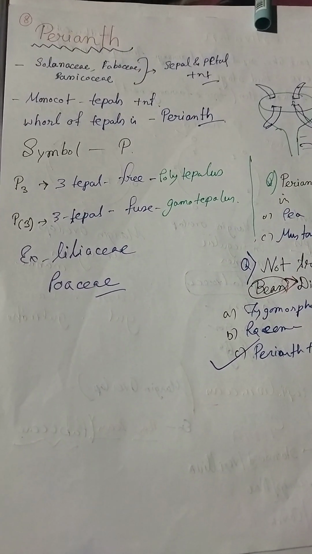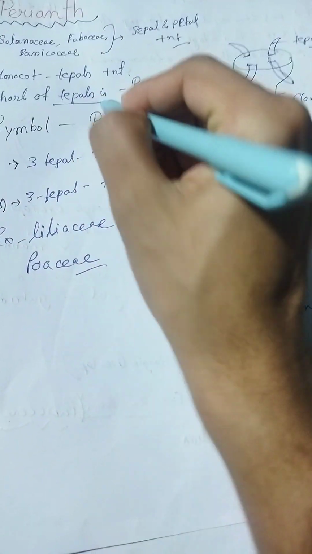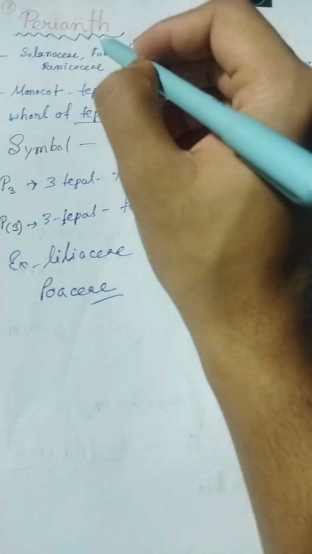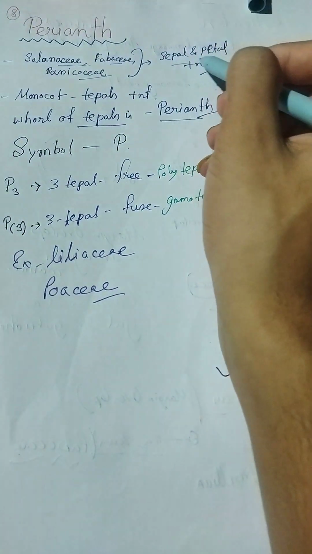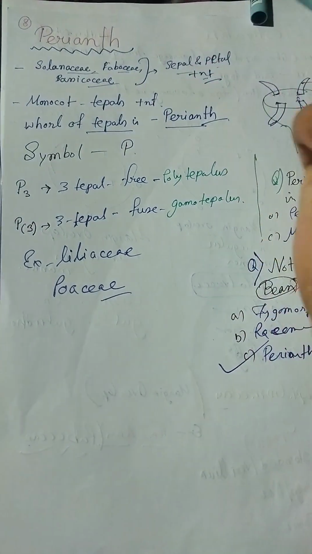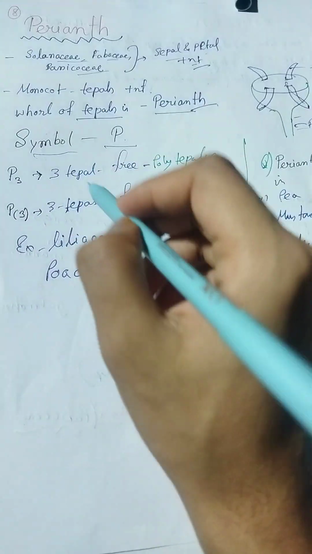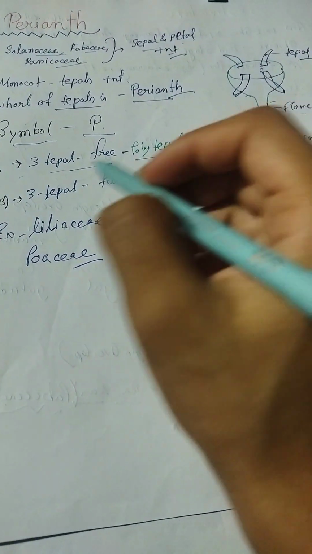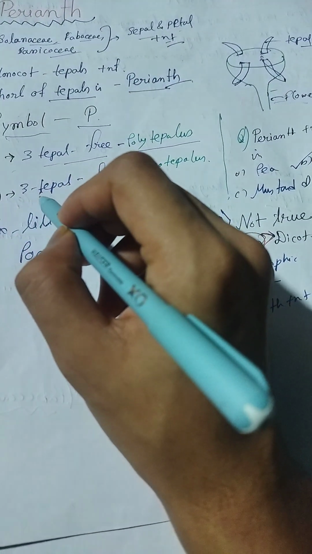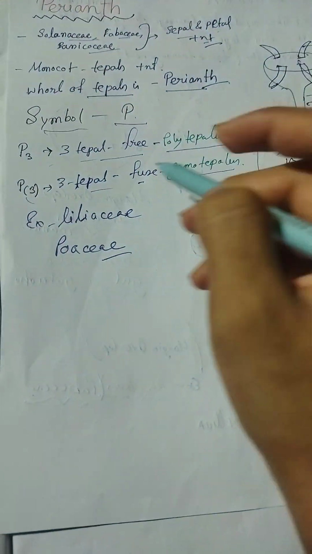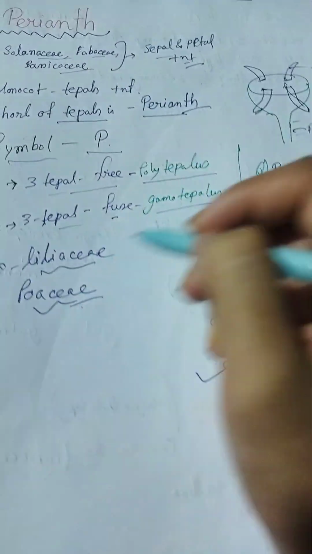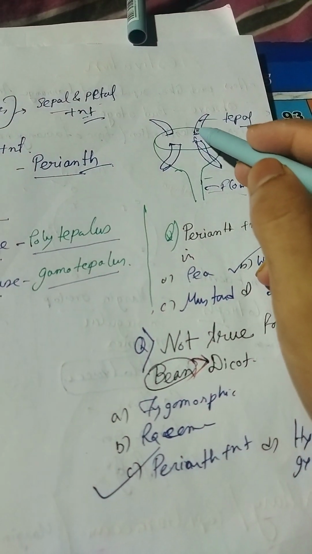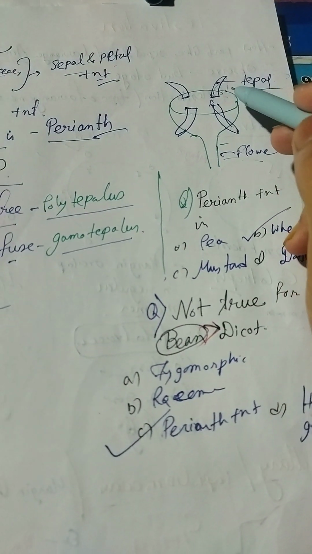Now talk about perianth. What is perianth? Whorl of tepals. This is seen in monocots. In case of Solanaceae, Fabaceae and Brassicaceae, sepal and petal are present, but tepals are not present. This symbol is P. If P3, tepal is free, this is called polytepalous. If P3 in bracket, if tepal is fused, it is gamotepalous. Example is Liliaceae and Poaceae. In the structure, if this is a flower, then this structure is called tepals.